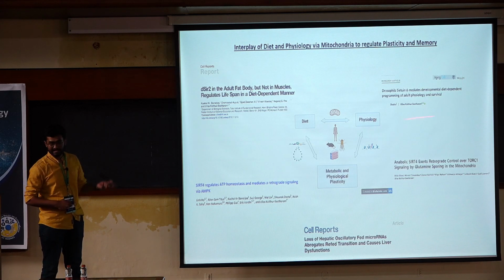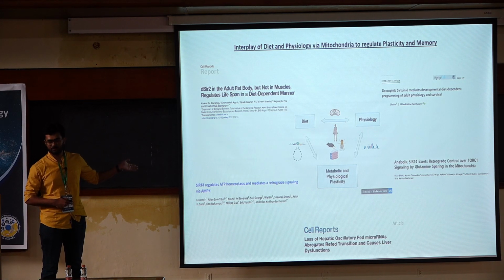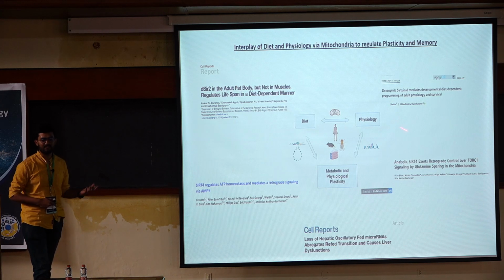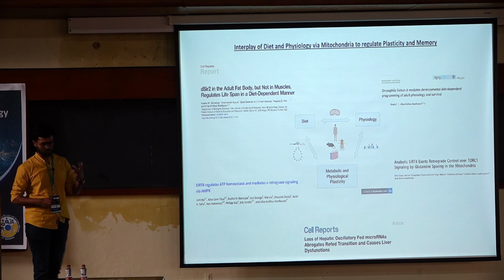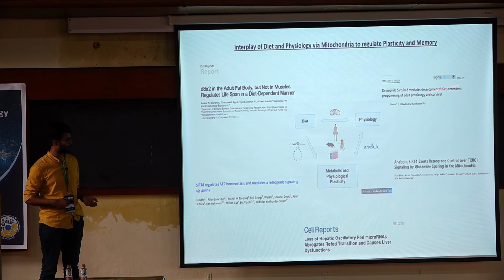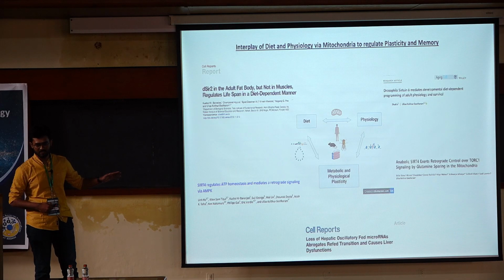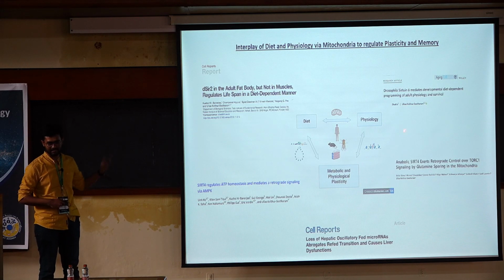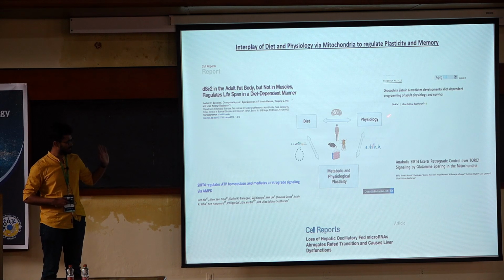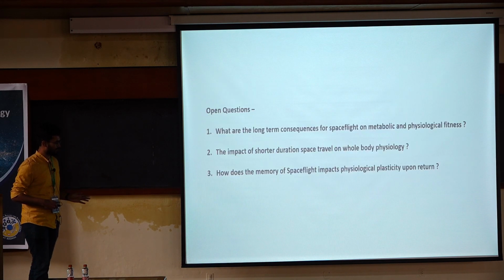And as I mentioned, showed in a previous slide, these are effects which have been shown to be rampant in astronauts after they come back from space. And so that is what we majorly study, using multiple evolutionary cohorts, including humans, mice, and fruit flies. We basically study the interplay between diet, physiology, and metabolic and physiological plasticity.